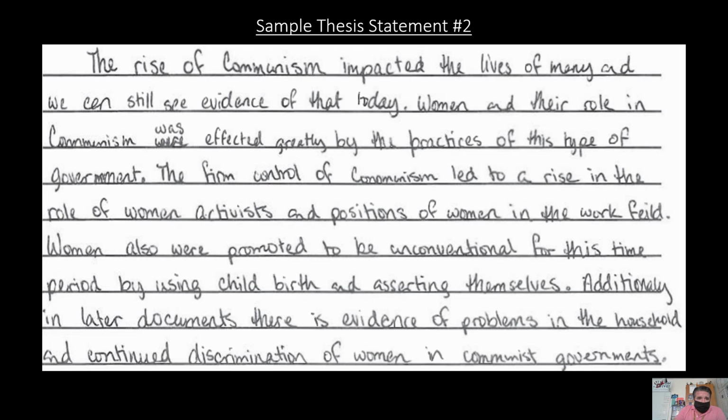Women and their role in communism was affected greatly by the practices of this type of government. The firm control of communism led to a rise in the role of women activists and positions of women in the work field. Women also were promoted to be unconventional for this time period, by using childbirth and asserting themselves. Additionally, in later documents, there's evidence of problems in the household and continued discrimination of women in communist governments. So they kind of do a little bit of the good, a little bit of the bad. That's okay.